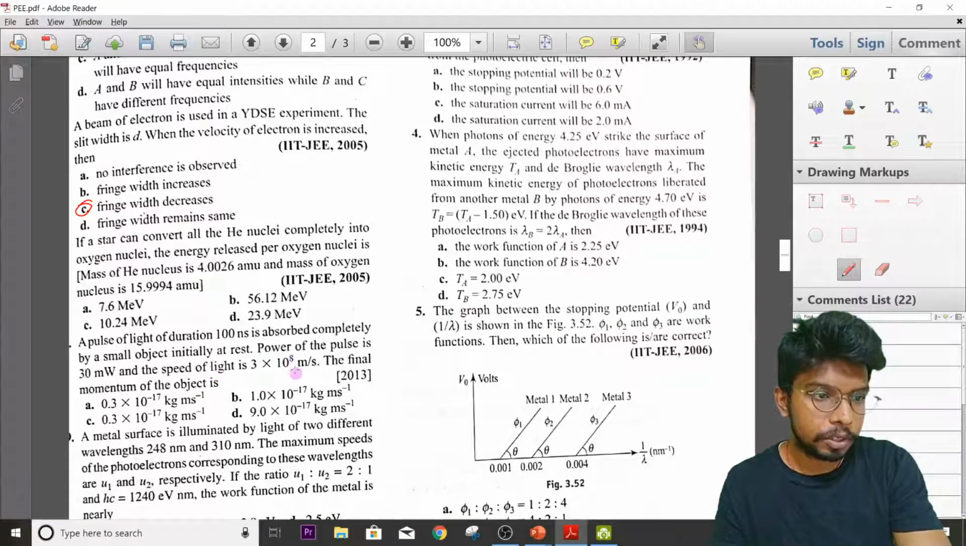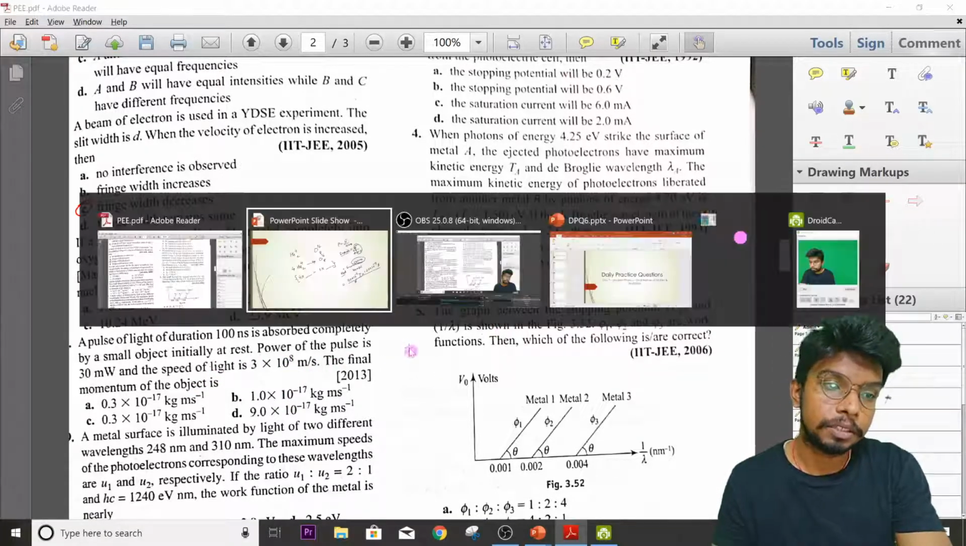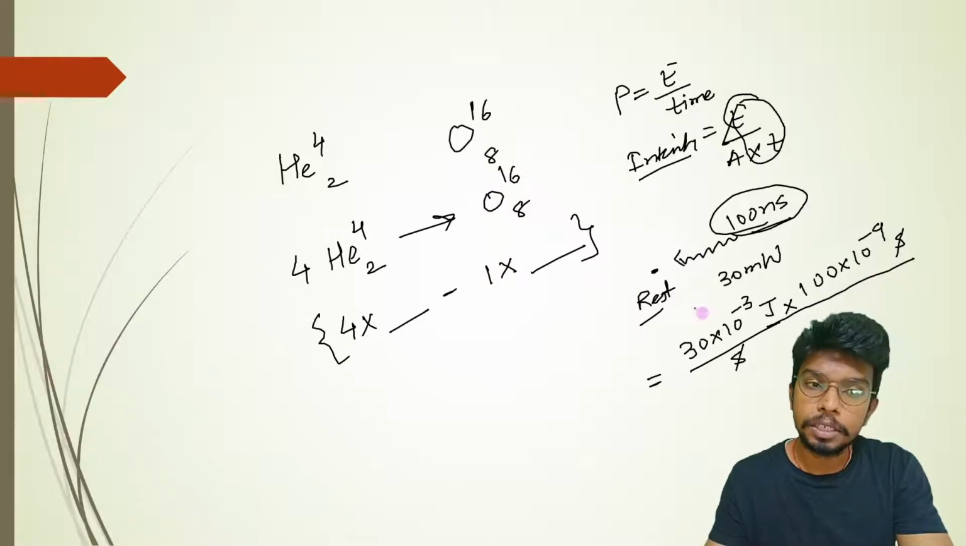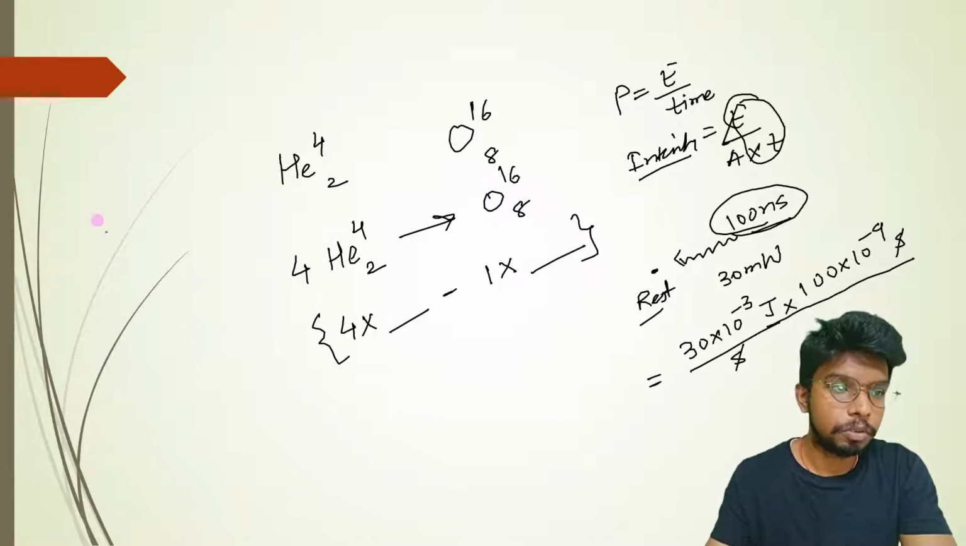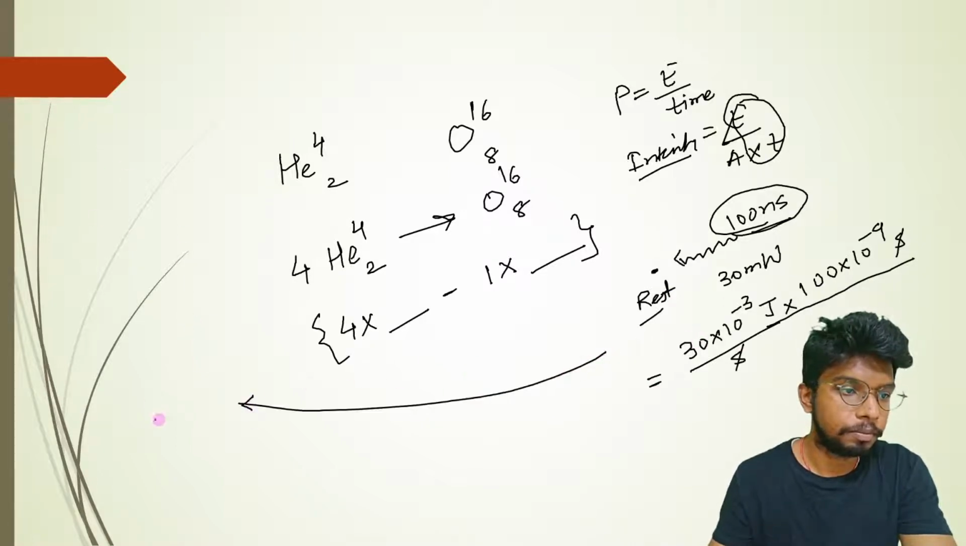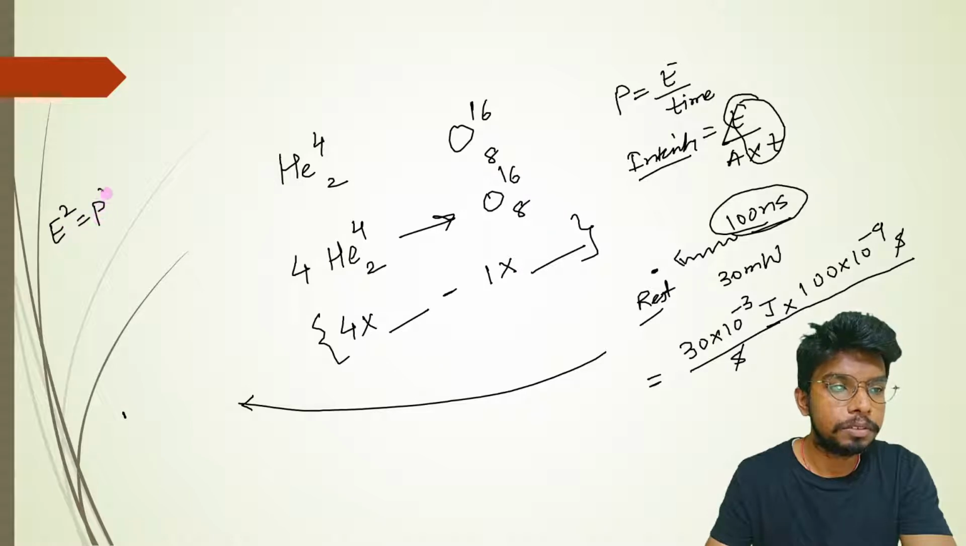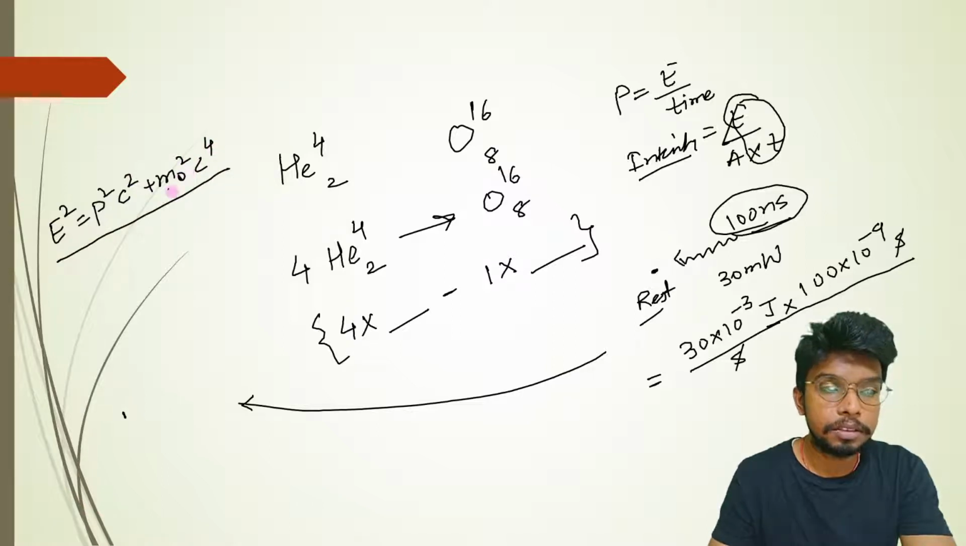And the speed of light is given to you. The final momentum of the object is? So this is the energy which will be given to the particle at rest, and we need to find out the final momentum. If we know about the light thing, E is equal to PC. We have Einstein's 4th degree equation: E square is equal to P square C square plus M naught square C raised to the power 4. This is Einstein's very famous equation where M naught is the rest mass and C is the speed of light.